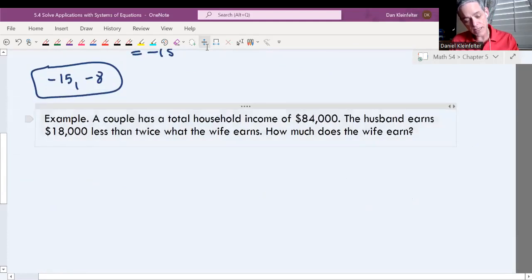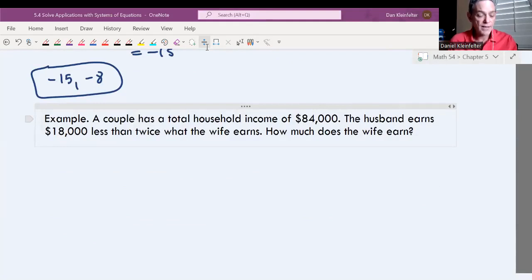The story here says a couple has a total household income of $84,000. The husband earns $18,000 less than twice what the wife earns. How much does the wife earn? So this one, we're only asked to find one of the values, but we could do this using a system of equations. So let's try that.